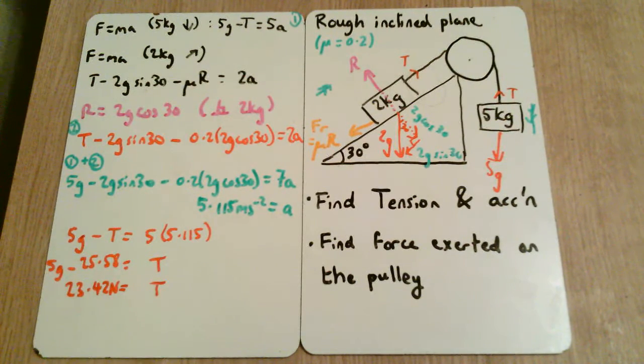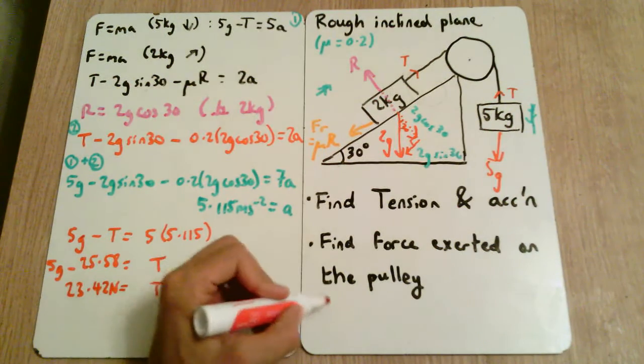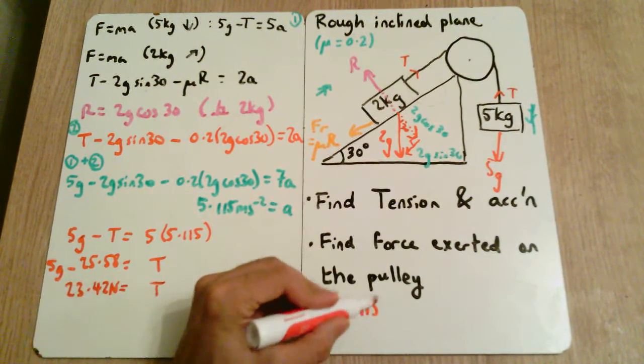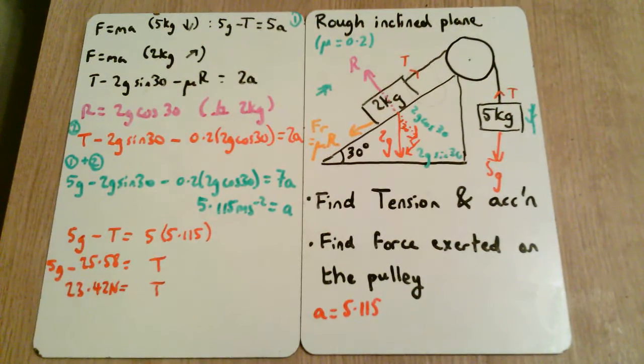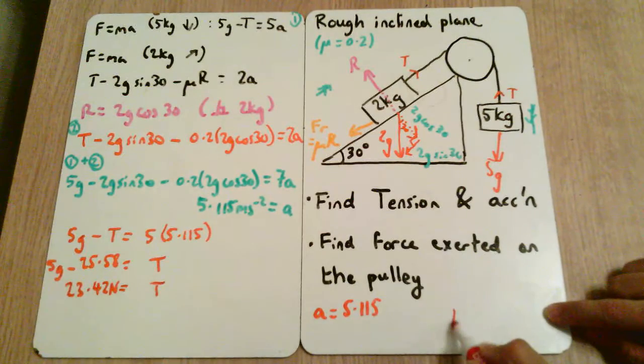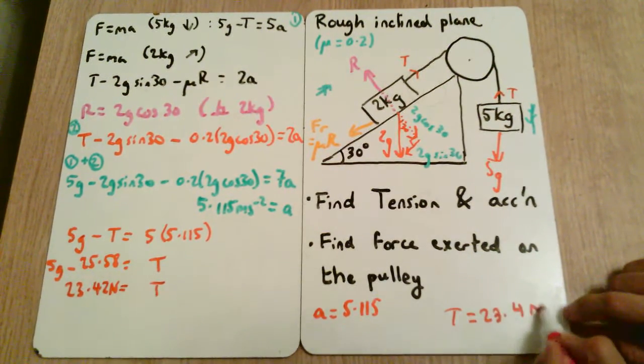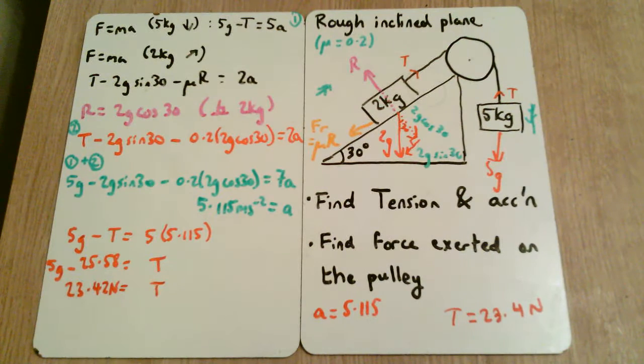So T is equal to 23.42 newtons. And what I'm going to do right now is just write those values over here because we're going to use the tension in a moment. So the acceleration was equal to 5.115 and the tension is equal to 23.4 newtons. A very, very standard way of working out the value of T and the value of a, which we've seen in previous examples. We're now going to come to the second example.